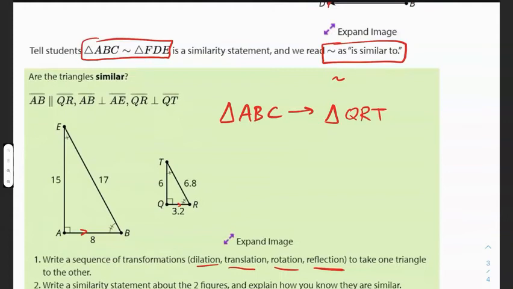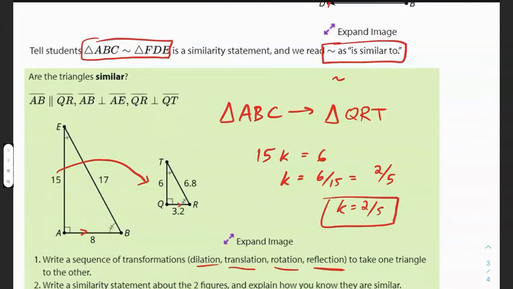So we have 15 here turning into 6. So we have 15 times some scale factor to get us 6. I'm going to apply the division property. They're both reduced, right? They both have the same common factor of 3. So that's 2 3s and 6, 5 3s and 15. So it looks like my scale factor is 2/5 here.